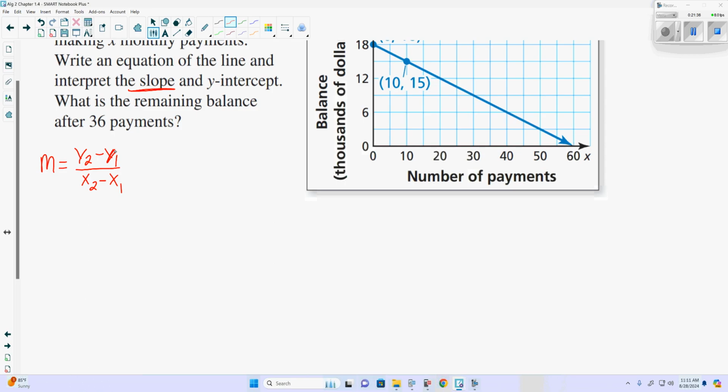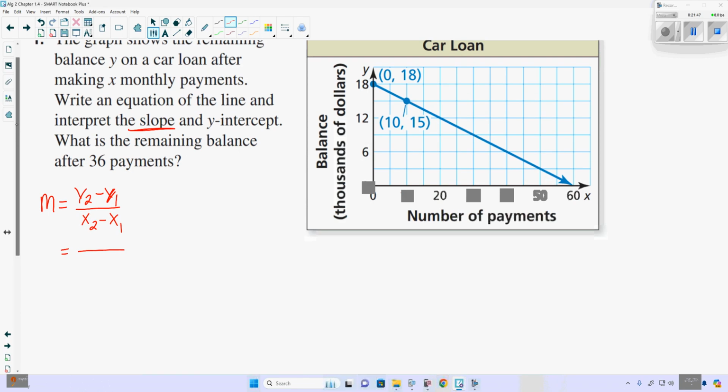Equation for slope: y2 minus y1 over x2 minus x1, change in y over the change in x. Now this one here gave us 2 nice points, yes? (0, 18) and (10, 15). Which one of those 2 points do we want to use first? (0, 18). So 18 would go first, and 0 would go first. Now we would use our other point, 15 and 10.